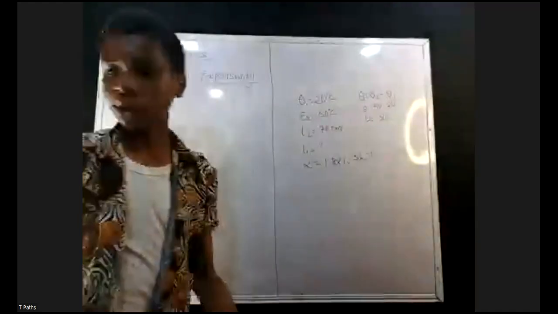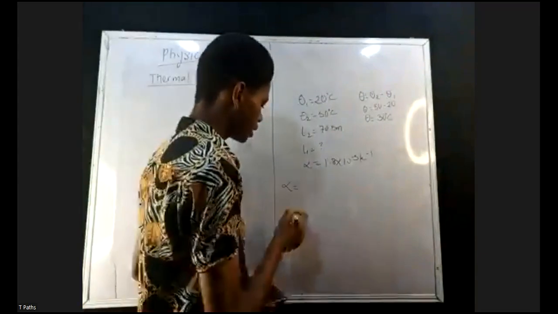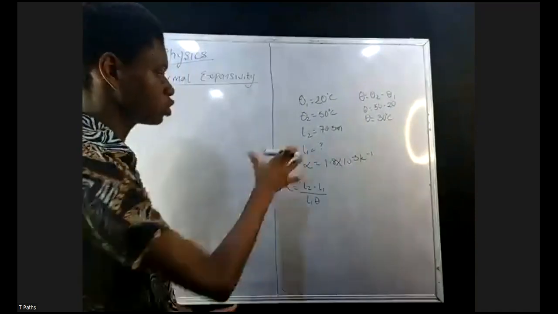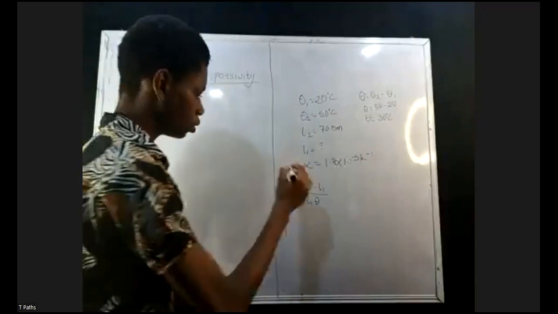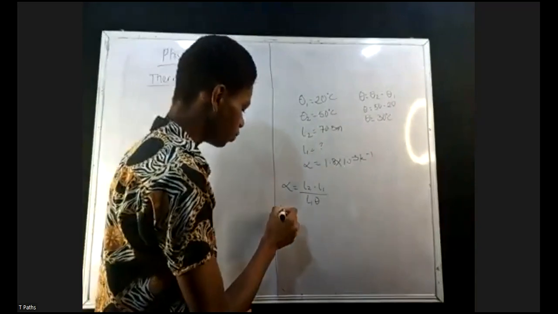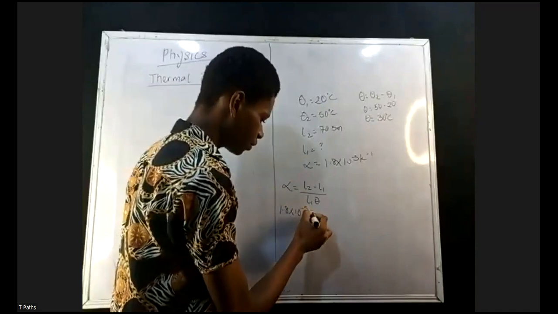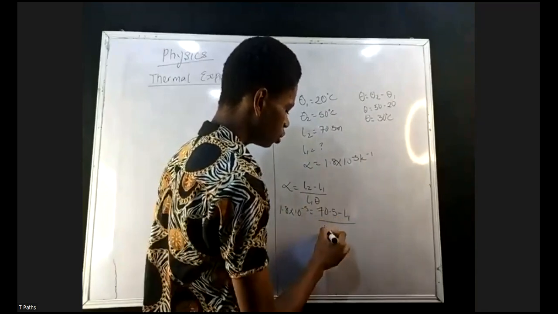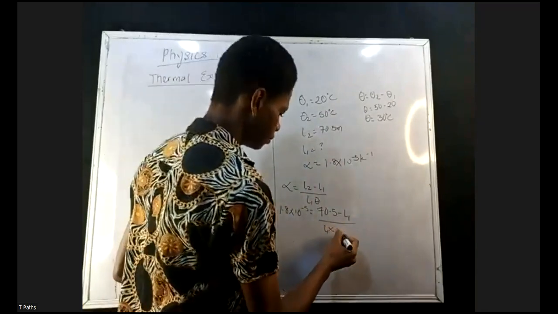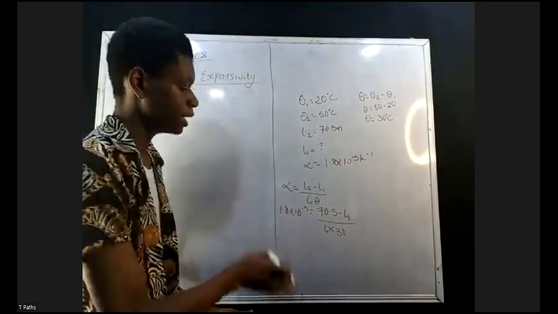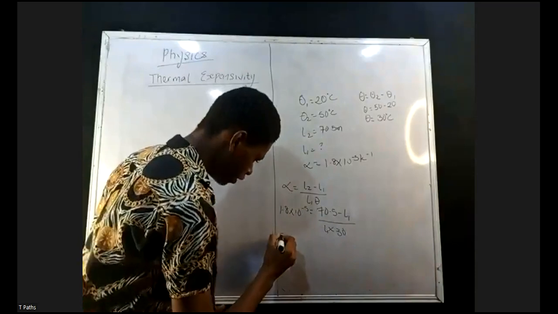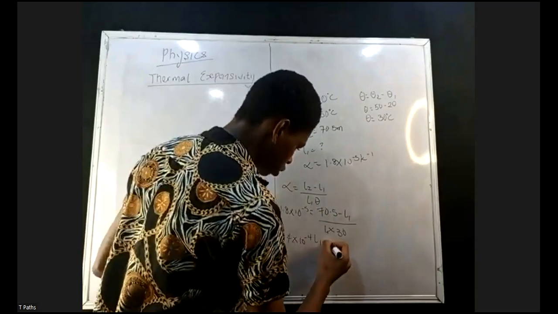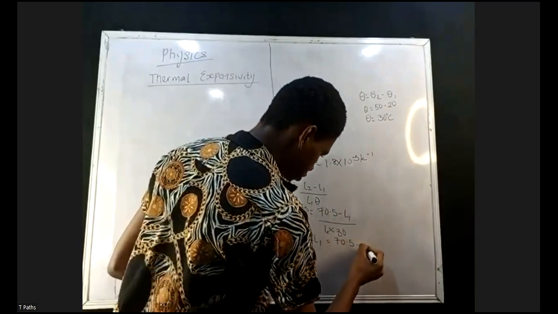Don't forget, the formula for calculating linear expansivity is: linear expansivity equals L2 minus L1 over L1 theta. So now I'm just going to replace all of these parameters into my formula. My linear expansivity, which is alpha, is 1.8 times 10 to the power minus 5, right? My L2 is 70.5 meters minus L1, which is the unknown I'm looking for, then L1 times 30. Right? So I'm going to cross multiply. This times this gives me 5.4 times 10 to the power minus 4 L1 is equal to 70.5 minus L1.